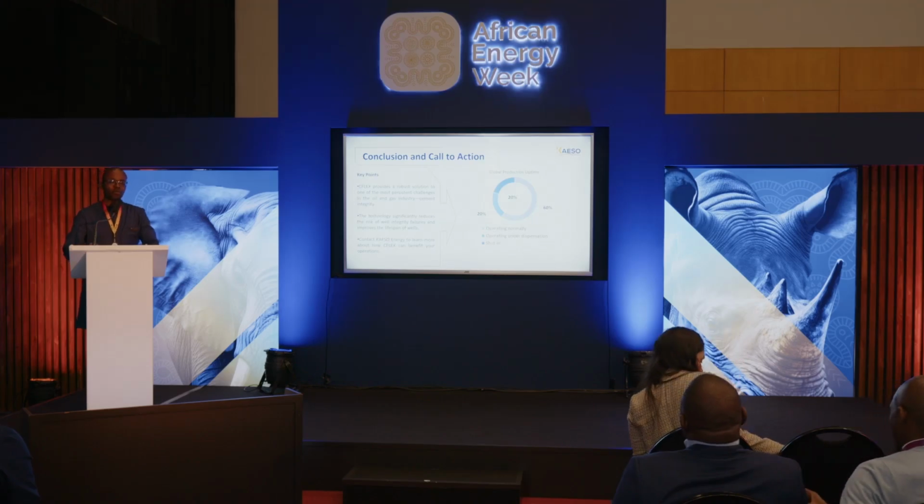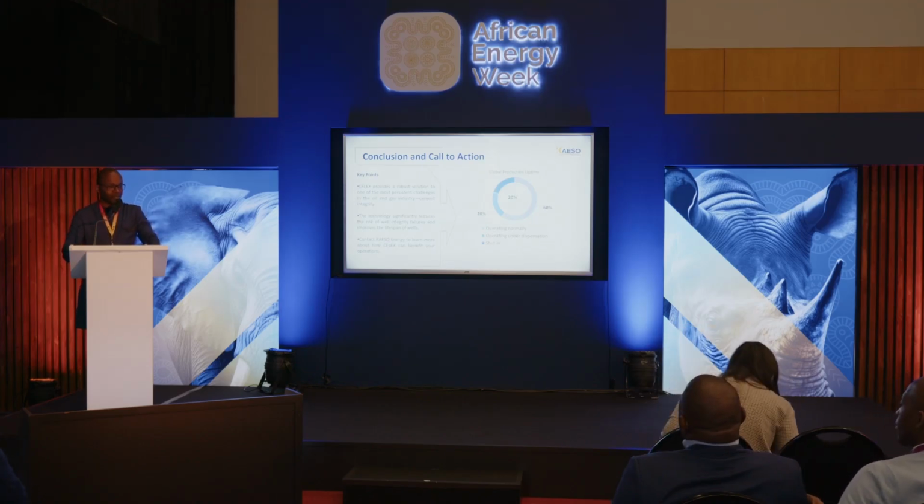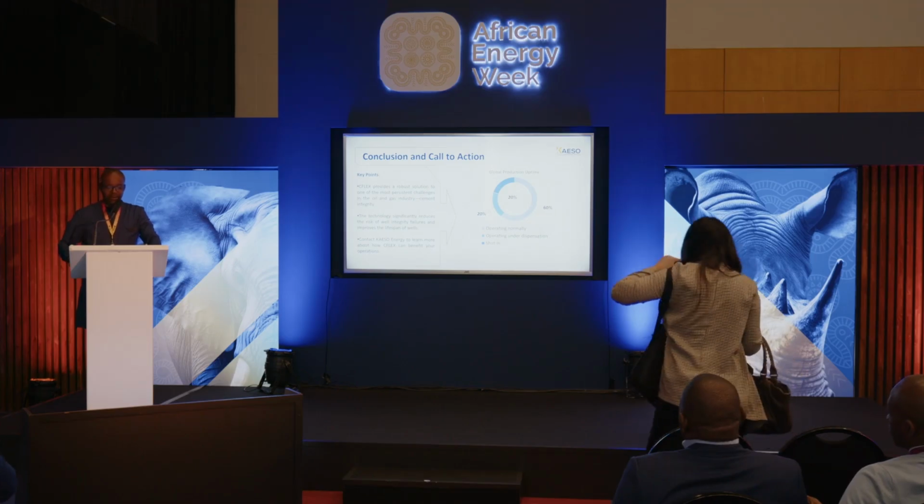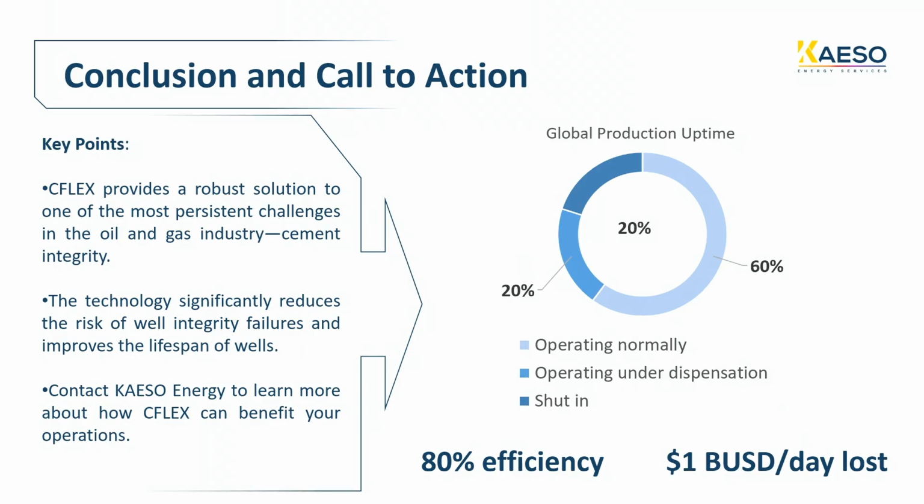So I'll just let you do some calculations here, taking into account the number of wells that we have in the world, taking into account the oil price that we can average at 70, 60 dollars per barrel, the impact of these wells that are working on dispensation or that are shut in is around $1 billion per day. So it's a big number. So my question to you now is, how can the CFLEX help your operations and prevent these losses?